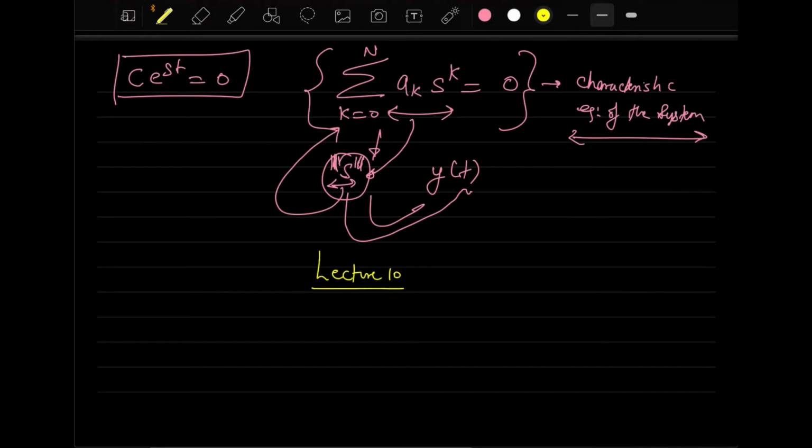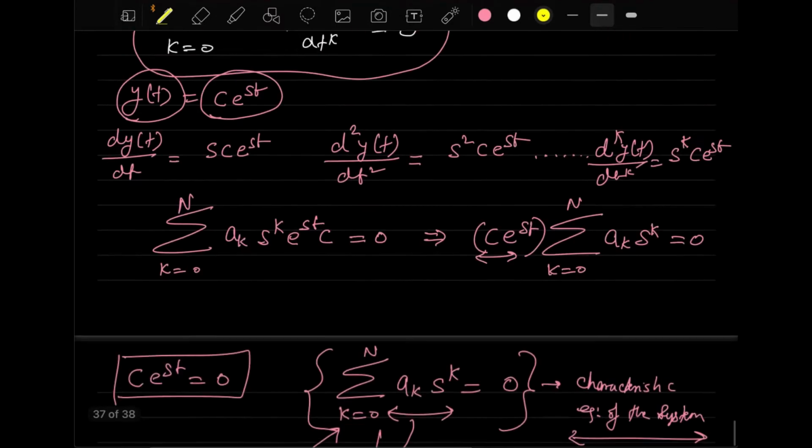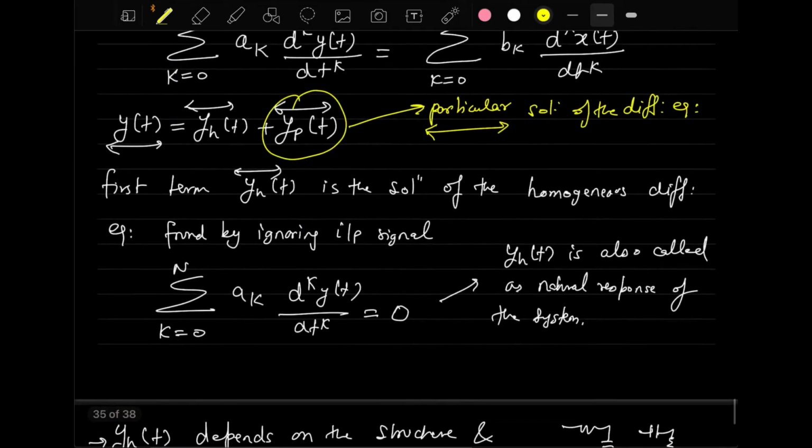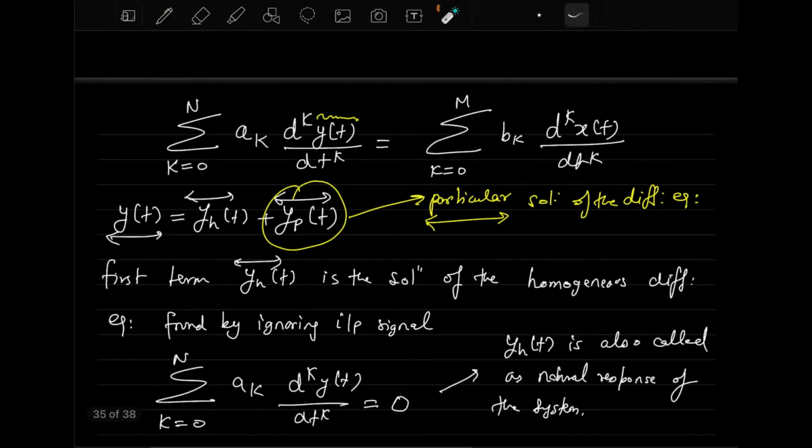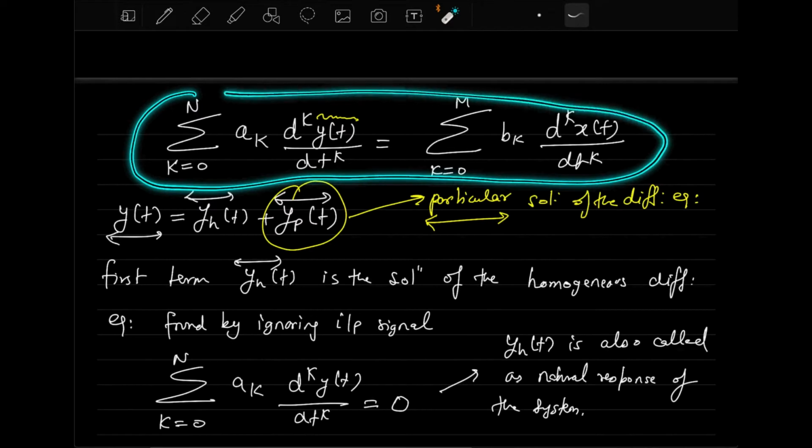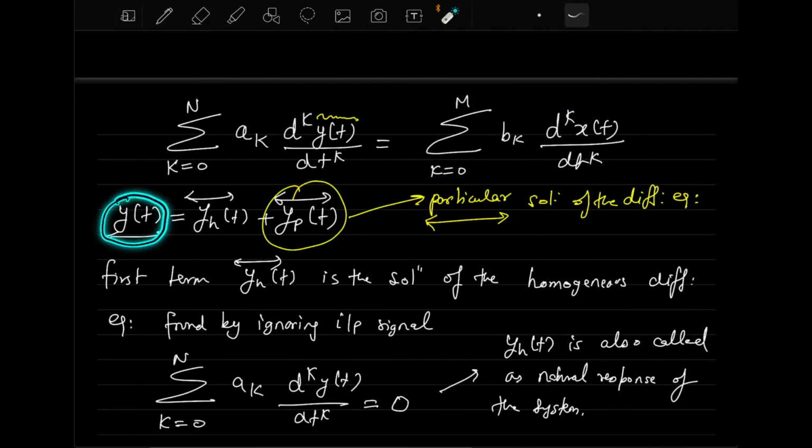Okay, so in the last class, we started the topic of solving the homogeneous differential equations, and we saw that in order to solve the homogeneous equation which is given over here, if you have y(t) as the solution of this homogeneous equation, that can be divided into two parts. First is the homogeneous part, the second one is the particular part of this solution. And the homogeneous or the natural response can be found out by substituting x(t) equal to 0.